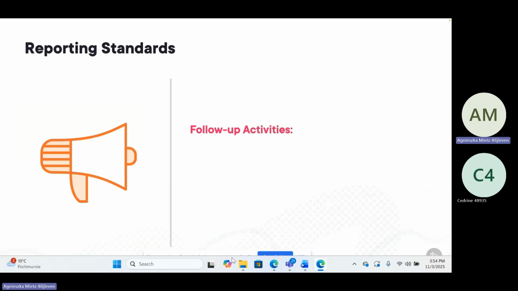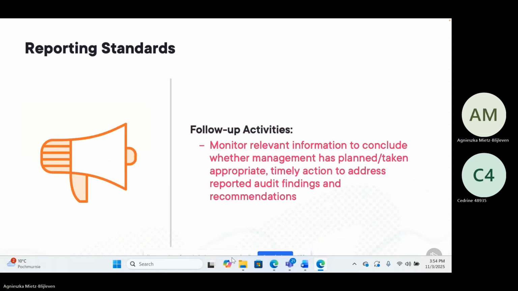We also can report according to follow-up. Maybe, for example, we've given a recommendation that the organization make this change, and we can then follow up to see whether or not it was done. We monitor through gaining relevant information that will allow us to conclude whether management has actually done what they said they would do when we discussed with them our audit findings and recommendations. Have they done things in a timely way and appropriately?